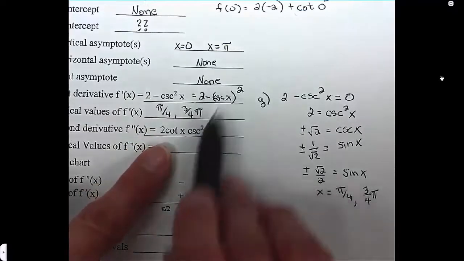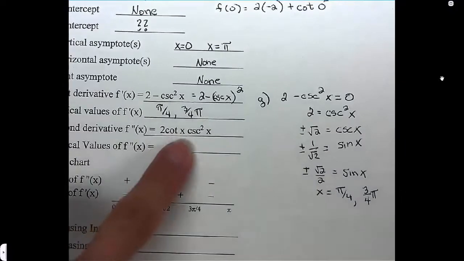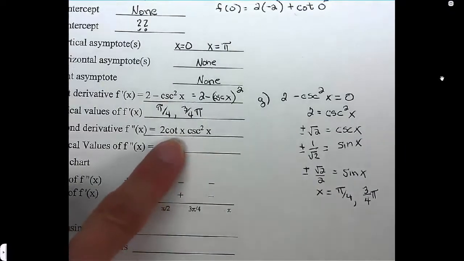Okay. All right. So what about critical values of the second derivative? Thankfully, it's factored for us. What makes cotangent 0?